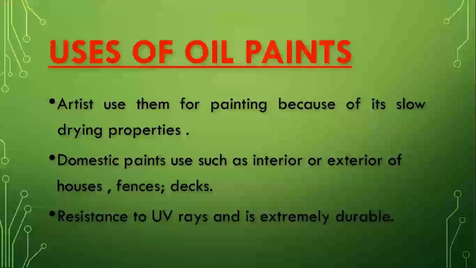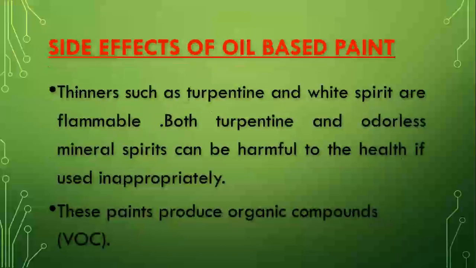Use of oil paints. Artists use them for painting because of their slow drying properties. Domestic paints: in our houses and buildings, we use oil paints. And the third use is that they are resistant to UV rays, and UV rays are harmful for our skin and our environment. So, by applying oil paints, we are protected from UV rays.